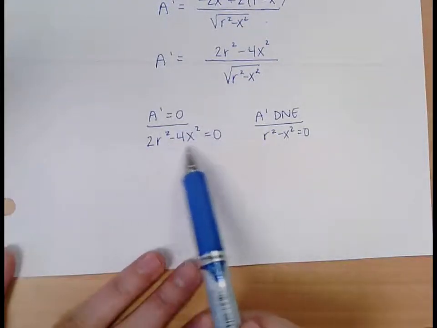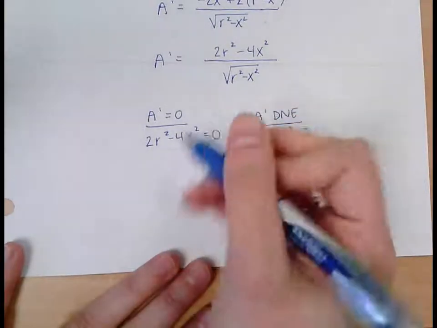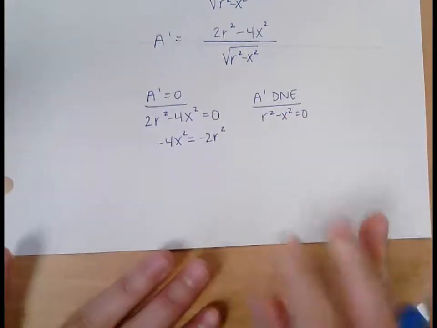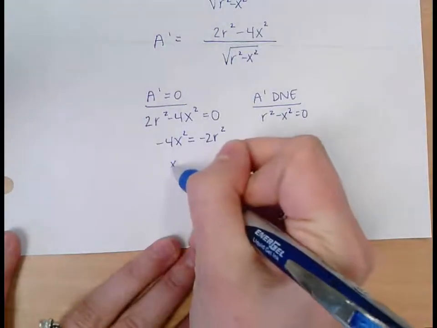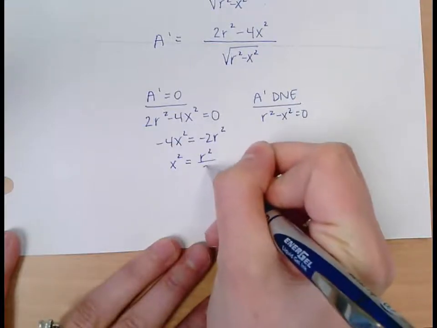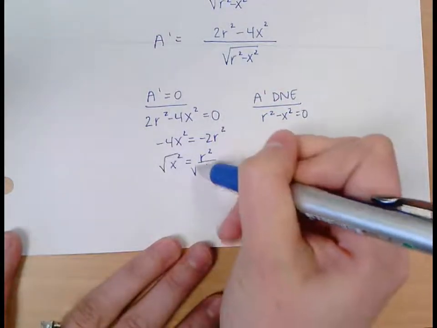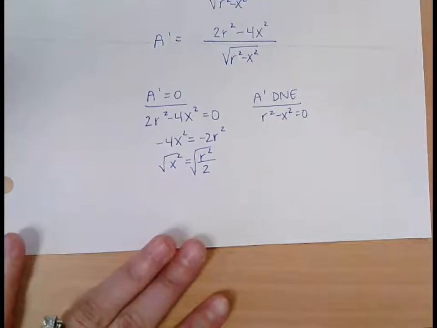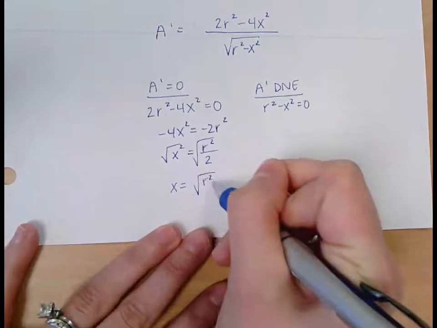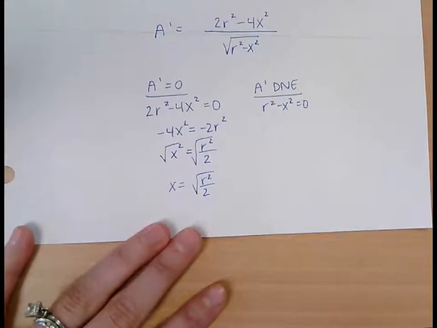So if I solve that first equation for x, I'll subtract 2r squared, so negative 4x squared equals negative 2r squared. Divide by negative 4, so x squared equals r squared over 2, or 1/2 r squared. Then take the square root. And x can't be negative, so we just have a positive square root, so x would be the square root of r squared over 2, or you could simplify that if you wanted to, you don't have to. But that would be a critical value.